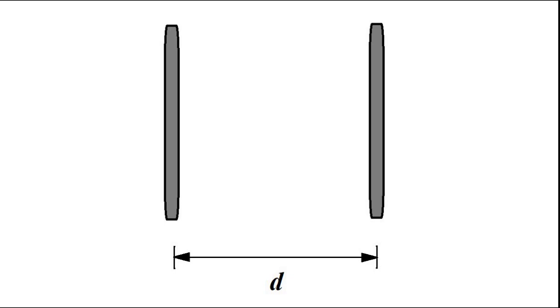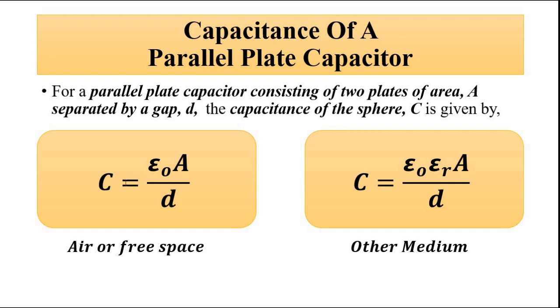So the capacitance of a parallel plate capacitor with gap D and overlap area A is given by, in case of air or free space, epsilon 0 A by D. Epsilon 0 is the absolute permittivity, A is the overlap area, D is the gap. And in case of any other medium with relative permittivity epsilon r or dielectric constant K, the capacitance is given by C is equal to epsilon 0 epsilon r A by D. So this is for the parallel plate capacitor.